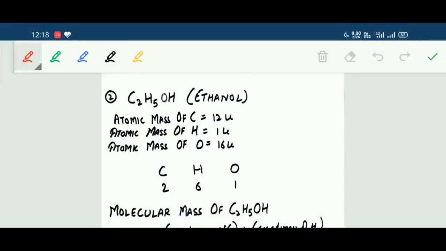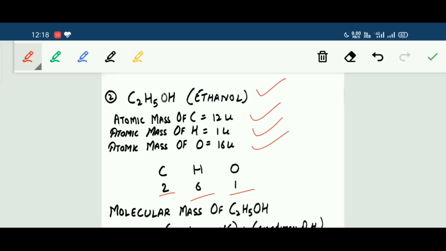Let's take another example. Now we have to calculate the molecular mass of ethanol, that is C2H5OH. Now students, in ethanol there are two atoms of carbon, 6 atoms of hydrogen and only one atom of oxygen. And atomic masses of carbon is 12, hydrogen 1 and oxygen 16 u respectively.